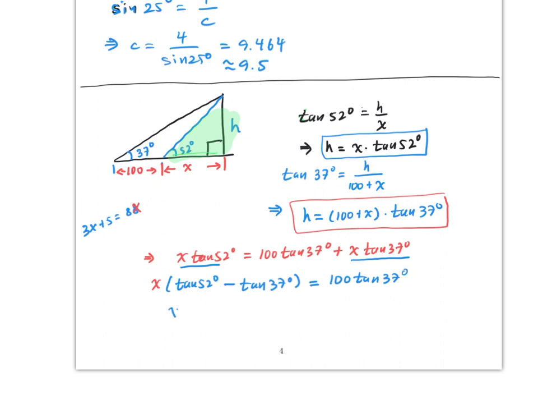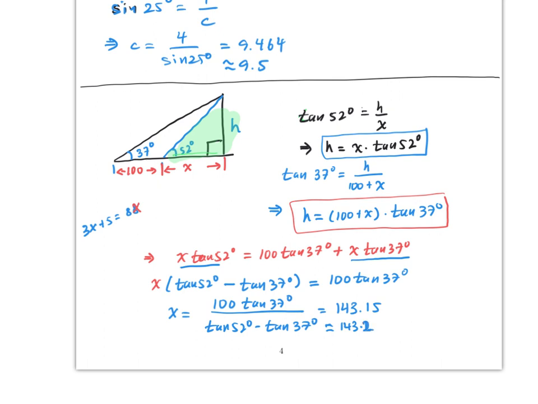So therefore, you want to solve for x. You just divide both sides by this part. So divide both sides by this, and you end with 100 tangent of 37 divided by tangent of 52 minus tangent of 37 degrees. And then just use the calculator to figure this out. So you use the calculator, this will give you 143.15. So therefore this is around 143.2. You round to two places.